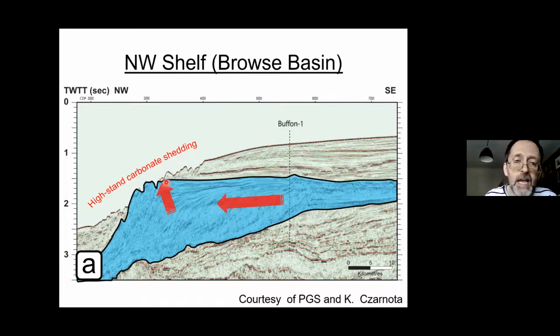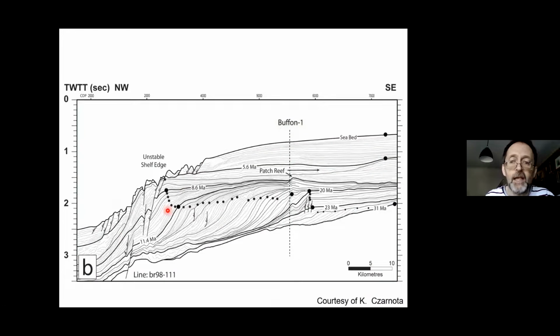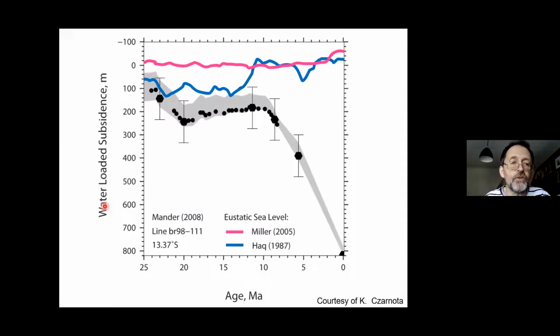The aggradation you see here at the end is far too big to be glaciostatic. Harold Charnota, working with me, tracked out these clinoforms. We carefully backstripped and water-loaded the clinoform crests, and you get a water-loaded subsidence curve as a function of time that's shown here. And basically the bottom drops out of this margin in the last 10 million years at a rate of nearly 0.1 millimeters a year.